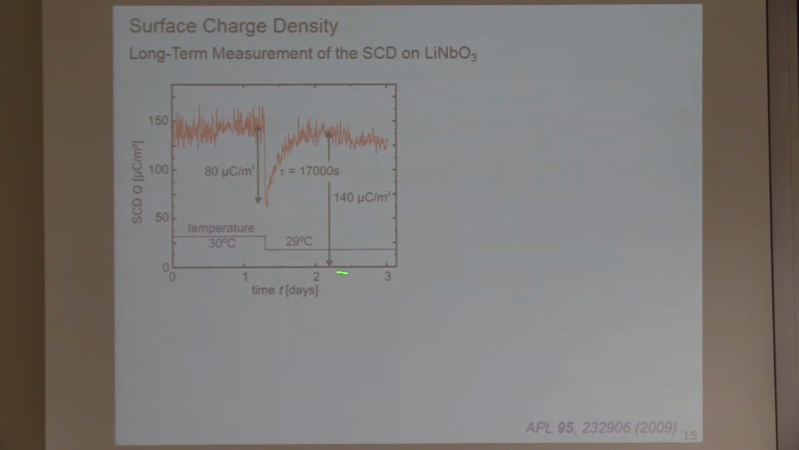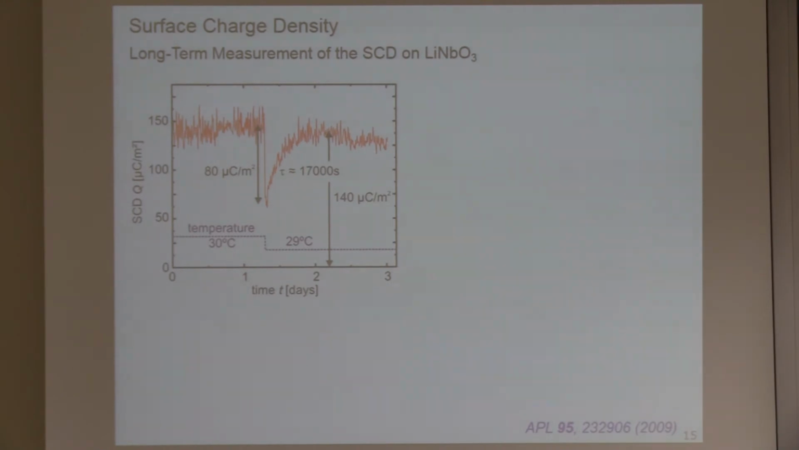And as you can see here, this was a measurement that lasted over 3 days. So it was somehow tricky to keep the tip-sample distance constant for these 3 days, but we found a way to do so. And what you can see, we stabilized our system at 30 degrees centigrade. We changed it by 1 degree, so the surface charge density dropped by this 80 microcoulombs per square centimeter, because this is the value from the data booklet, and then it recovered.